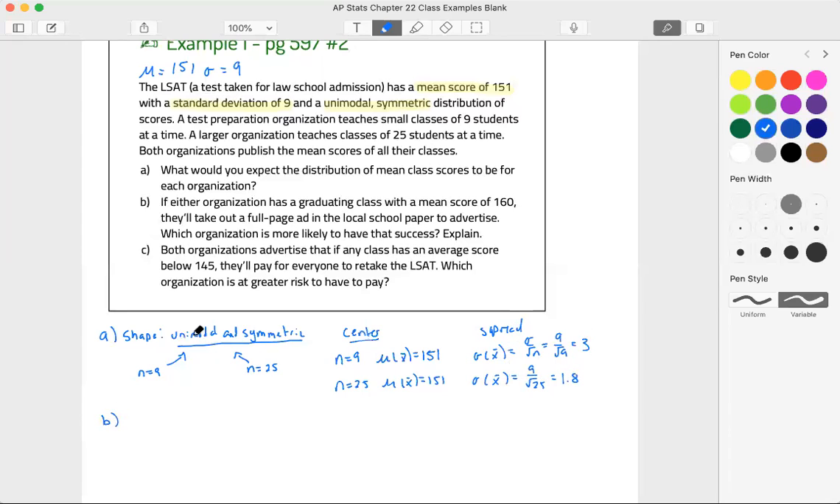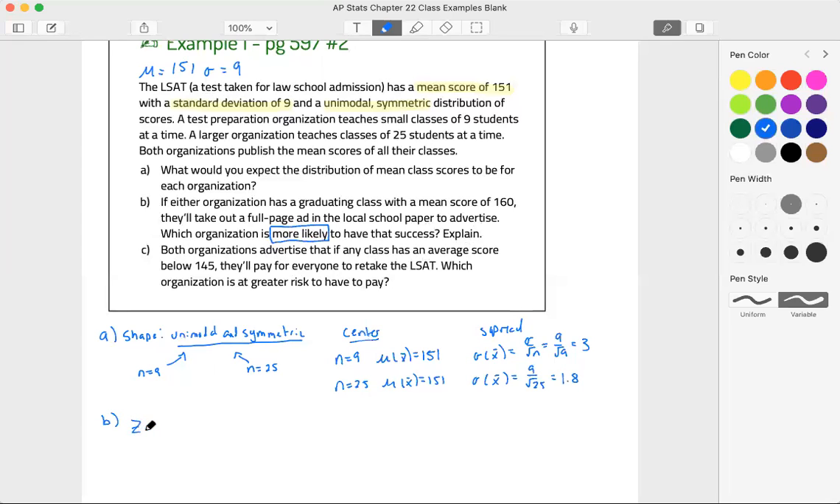All right, for part B, if either organization has a graduating class with a mean score of 160, they'll take out a full-page ad in the local paper to advertise. Which is more likely to have that success? So here's my key word in this problem, more likely. And we have a tool at our disposal to determine what's more likely to occur, and that's the z-score.